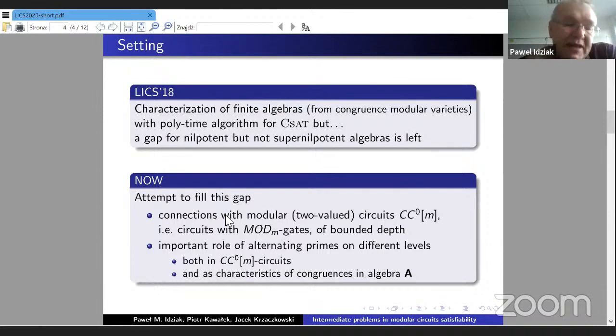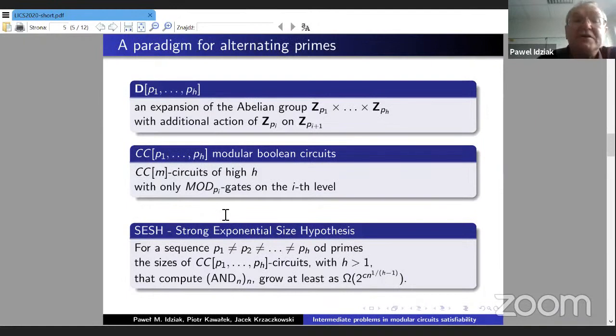And what turned out to be really important here is how long is the chain of alternating primes? Coming to the results, I will present it using an example. We have an algebra, which is essentially an expansion of an abelian group, which is a product of something. What we assume here is that this chain of primes is alternating. And on the circuit side, we have circuits such that on each level, we have only mod p_i gates.